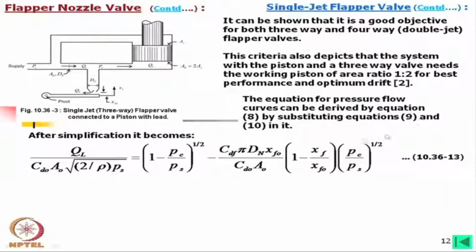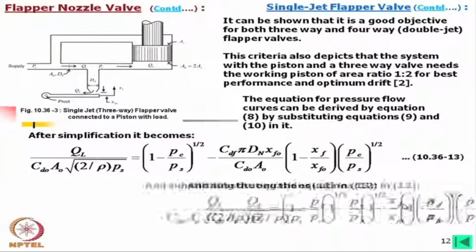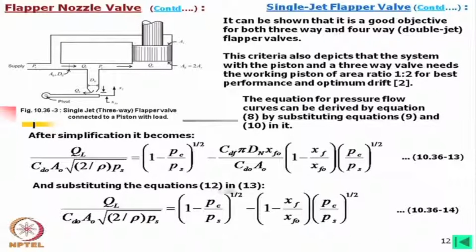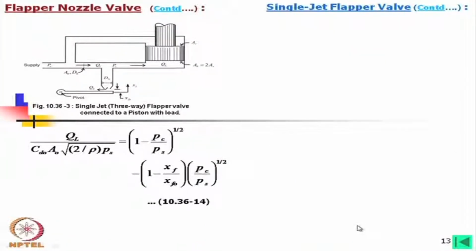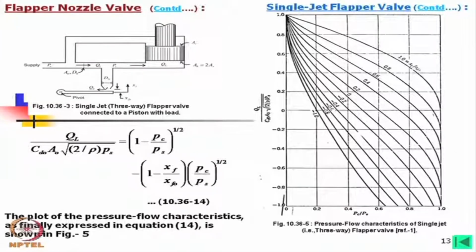You just substitute this and you can arrive at these equations. Now, similarly, substituting 12 and 13, we get these equations. Now, if we look into this equation, then this is plotted here in this curve, and this plot of pressure flow characteristics is finally expressed in 14 and presented here.